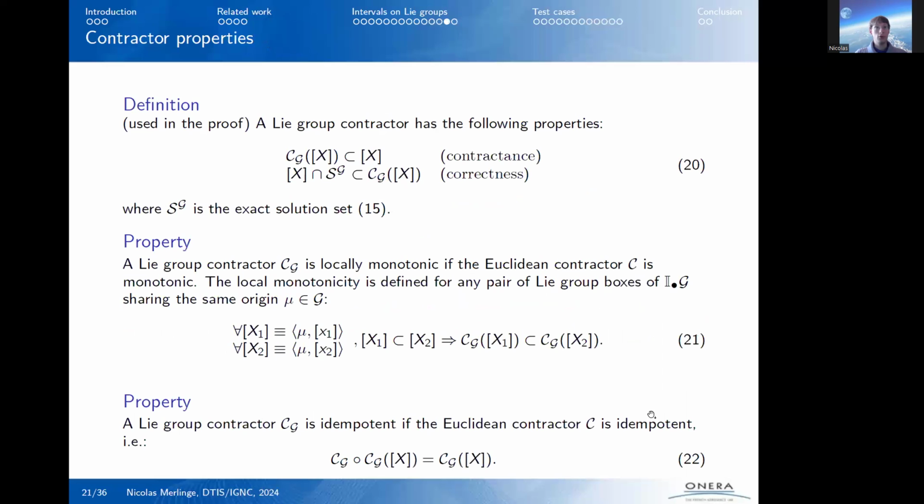And we can show that if this Euclidean equivalent contractor has some properties, then we have the same properties for the whole Lie group contractor. For example, these two conditions define the contractor: the contractance property and the correctness property. So we can show that the resulting Lie group contractor is also a valid contractor because it meets these properties. And in addition, if the Euclidean contractor is monotonic or idempotent, then the Lie group contractor will have the same properties.